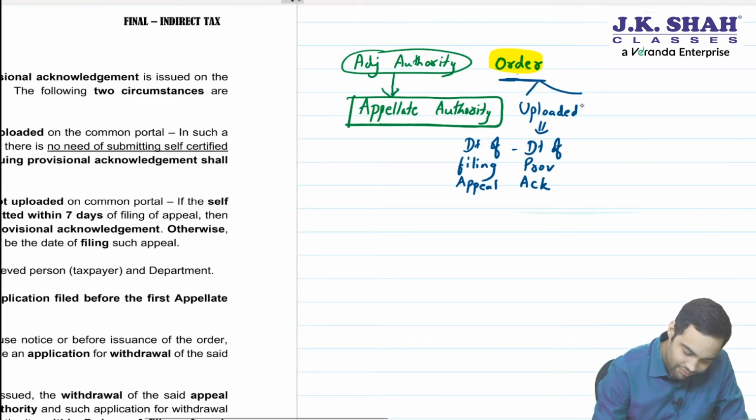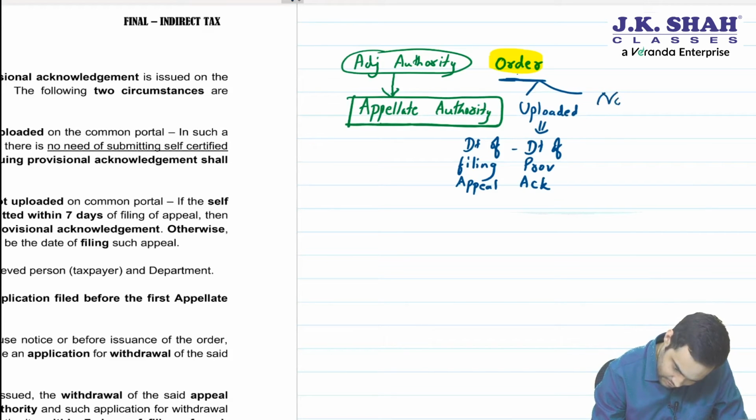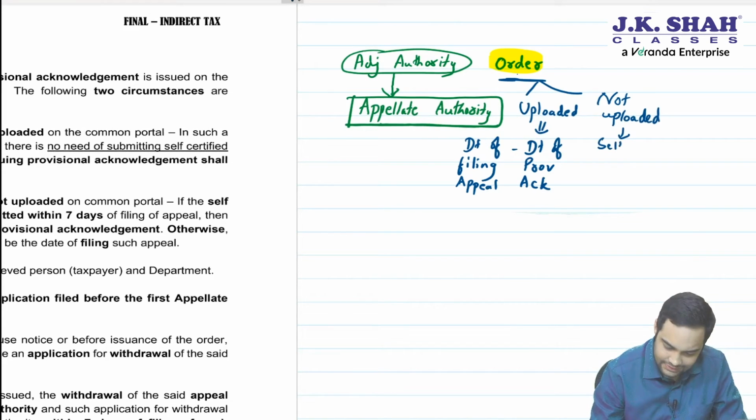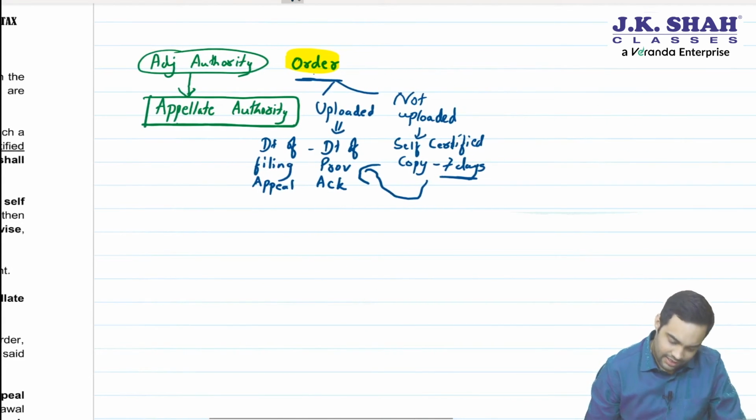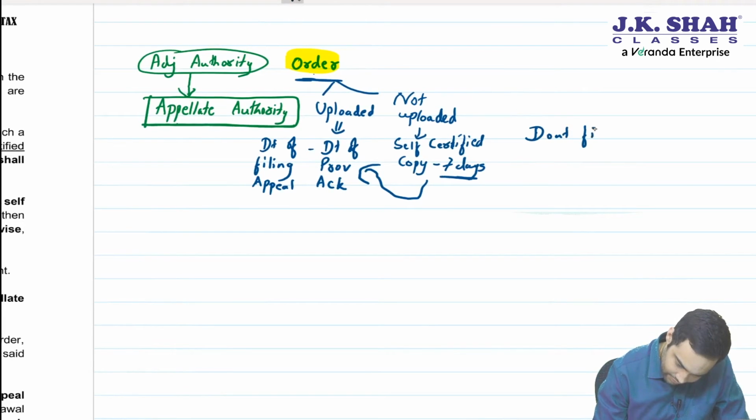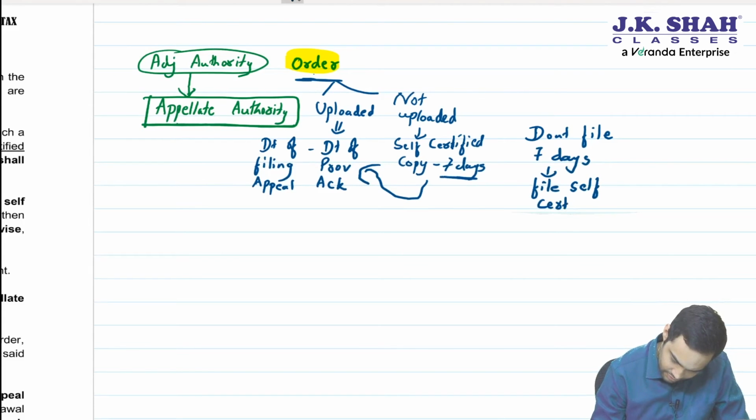Okay. Sir, what if the order was not uploaded? Say suppose the order was not uploaded on the common portal. Then in that case, you submit a self-certified copy of the order within 7 days of getting the provisional acknowledgement. If you file it within 7 days, then the date of filing will be the date of provisional acknowledgement. If you don't file within 7 days, then whenever you file the self-certified copy, that will be considered as the date of filing appeal.